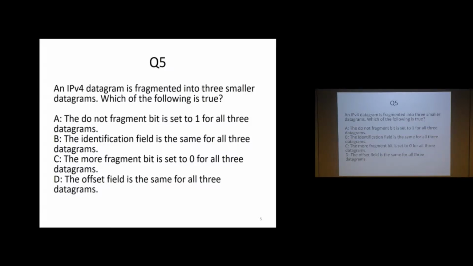The identification field is the same for all 3 datagrams. The more fragment bit is set to 0 for all 3 datagrams, and the offset field is the same for all 3 datagrams. I think C and D you can see are not true because you need to differentiate between the fragmented datagrams. So it's really B, which is that this identifies they're part of the same parent packet. So here the answer will be B. Okay, so this is just reading through and doing some process of elimination. Are we good? All right.